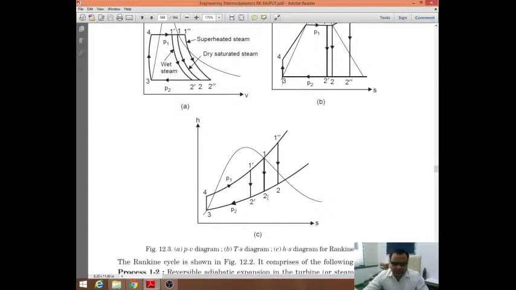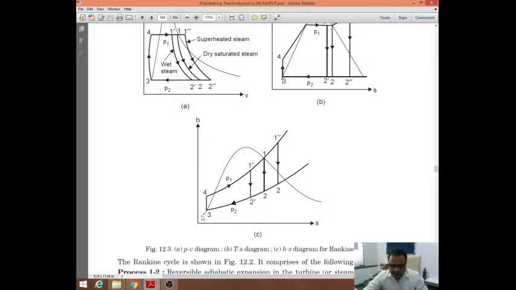So here you can see that yesterday we discussed this particular HS diagram, that is the Mollier diagram. But here it is completely shown, that means the wet region and the subcooled region are also shown. So this is the subcooled water region, this is the wet region, this is the saturated liquid line, this is the saturated vapor line, and this is the point where they meet. That point is called the critical point.